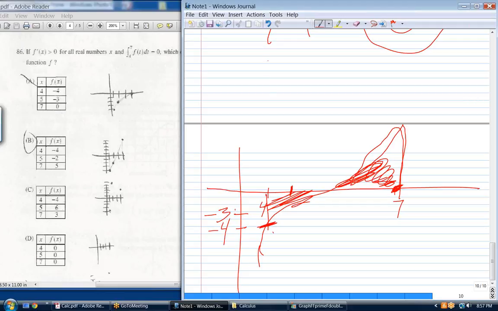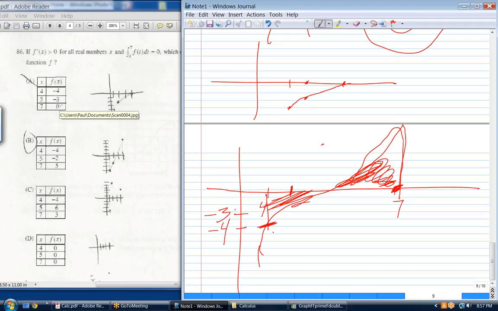In other words, if we know the function is always increasing, right? So if it's negative here and it's negative there, -4, -3, and it's 0 there, then the area, and it has to always be increasing, so it has to be like this. Well, the area under that curve is going to be negative. So that can't be the right answer, because it has to always be increasing.